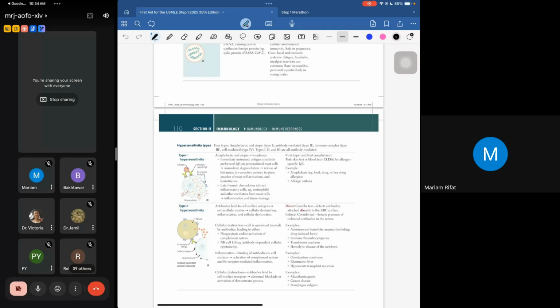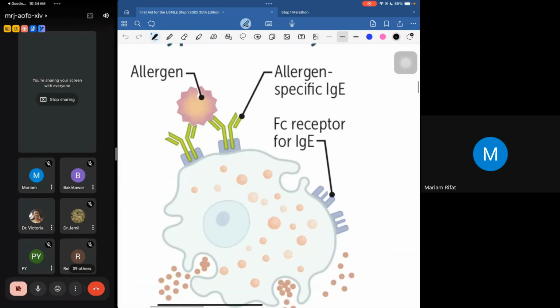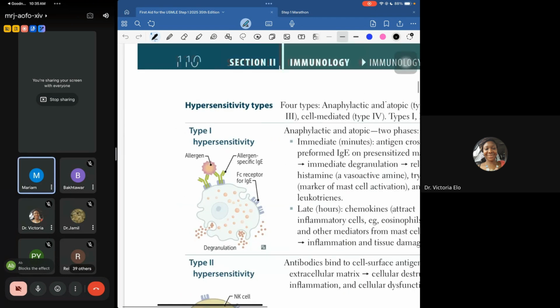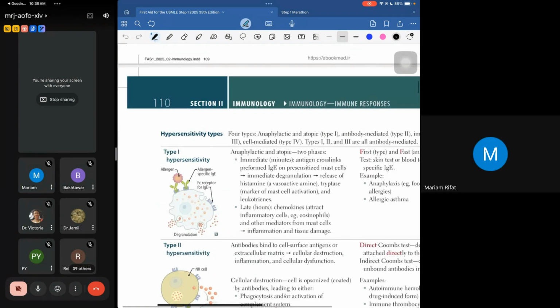So what does omalizumab do? Omalizumab is going to bind to the IgE. When it binds, the allergen cannot bind here anymore. So this is how omalizumab works.